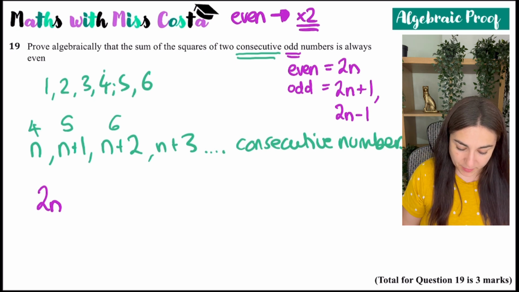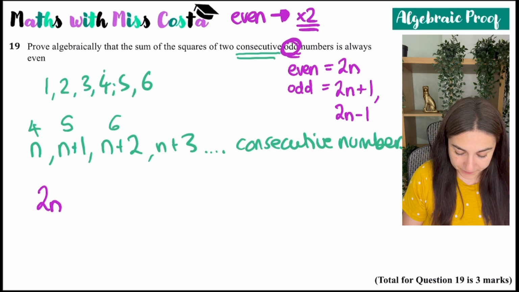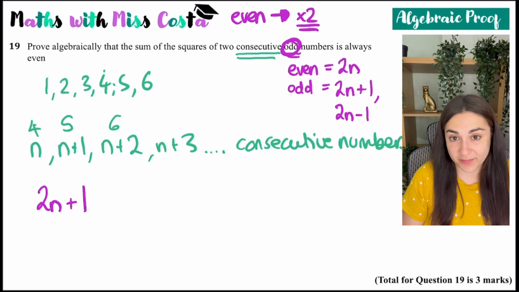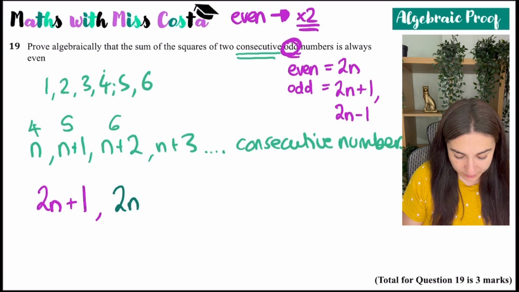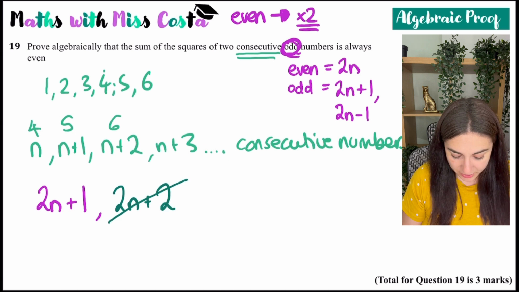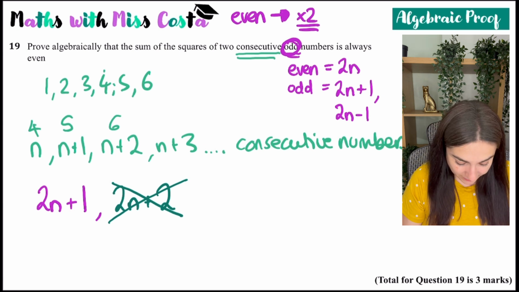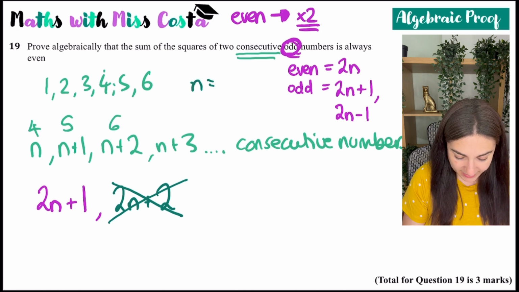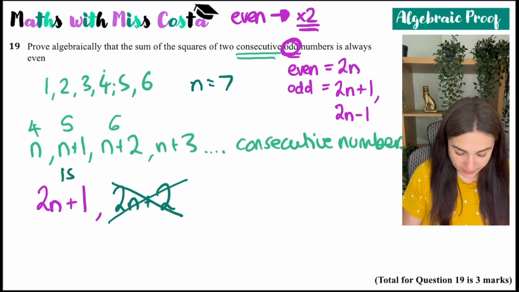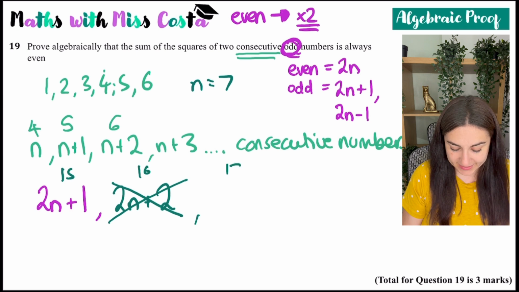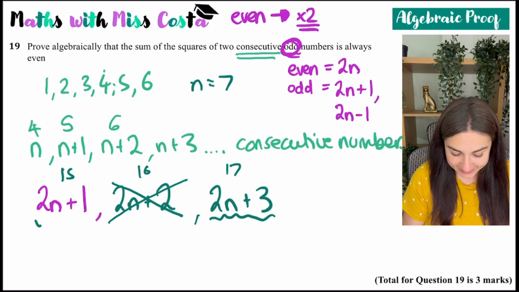So the sum of the squares of 2 consecutive odd numbers. I'm going to use 2n plus 1 as my first odd number. Now, the common mistake would be to say, oh, okay, the next one is going to be 2n plus 2. But no, because that would then be the next even number. Imagine n is 7. So if n is 7, 2n plus 1 is 14 plus 1, which is 15. But 14 plus 2 is 16. So that is why you always have to skip 1. It would be 2n plus 3 that is the next consecutive odd number.